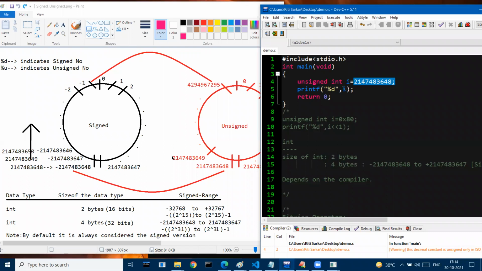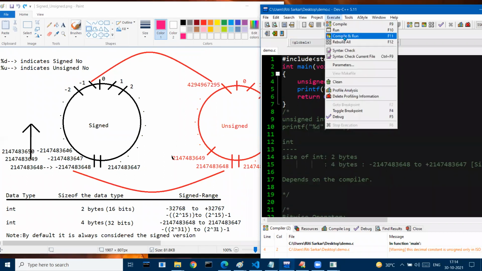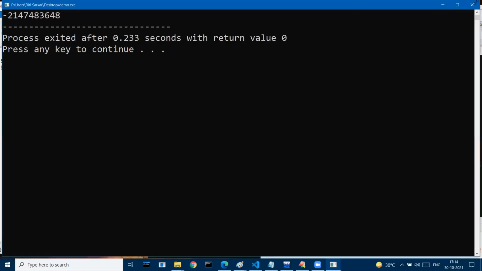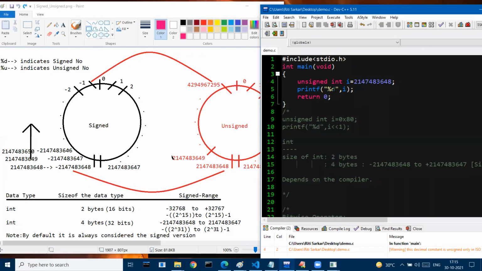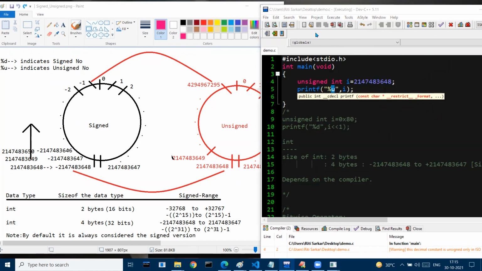One minute. I didn't save the code, guys. Let me save this. Execute, compile and run. Whenever you are taking unsigned, guys, you have to change the format specification also. The format specification for unsigned is %u. Now you see this. Execute, compile and run.